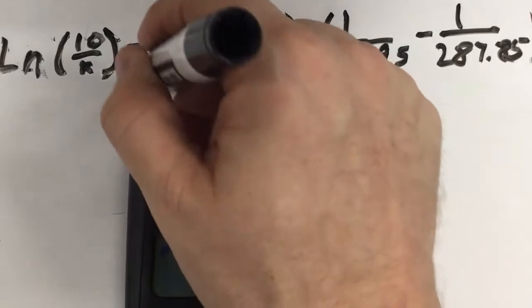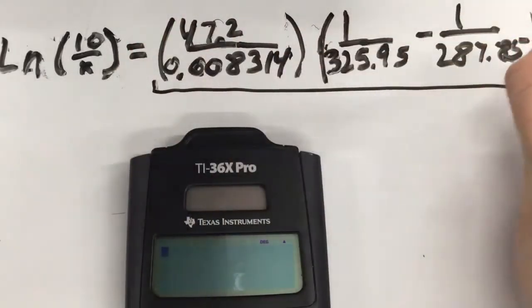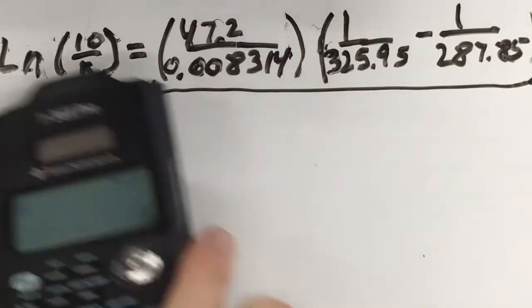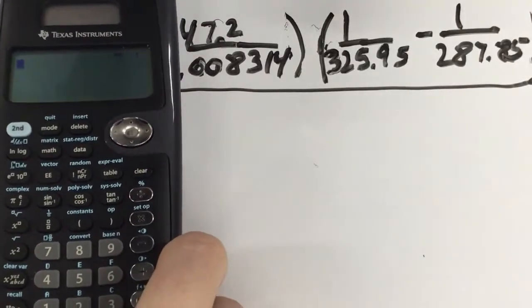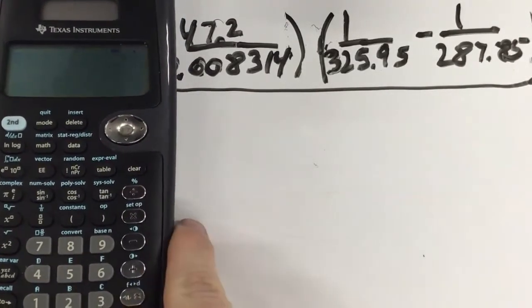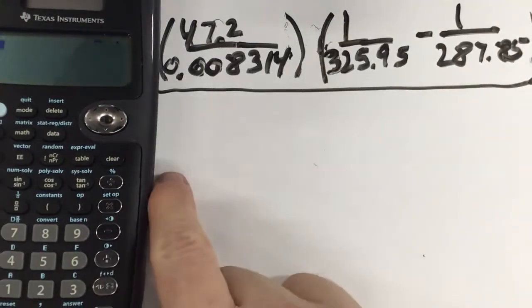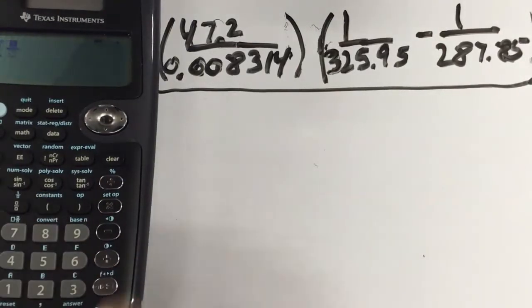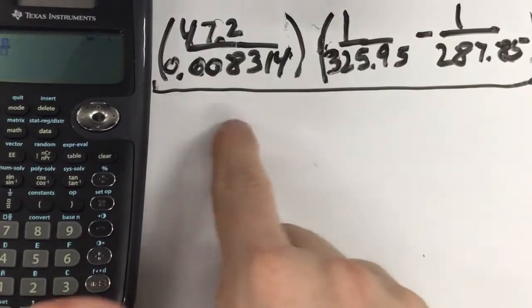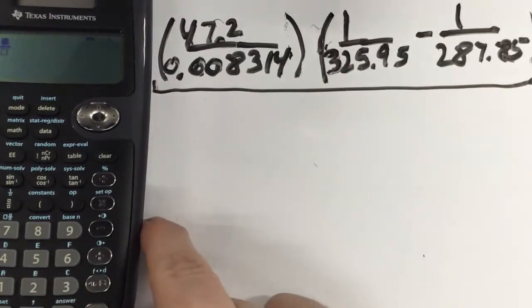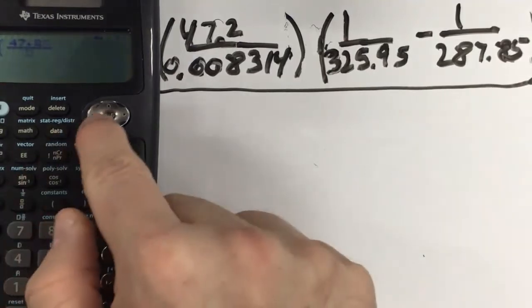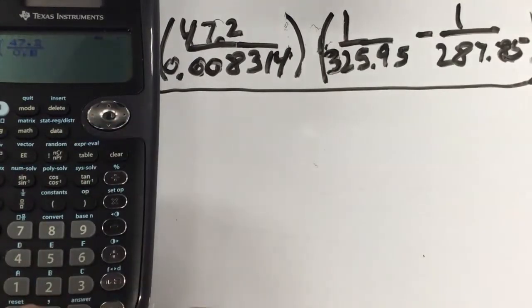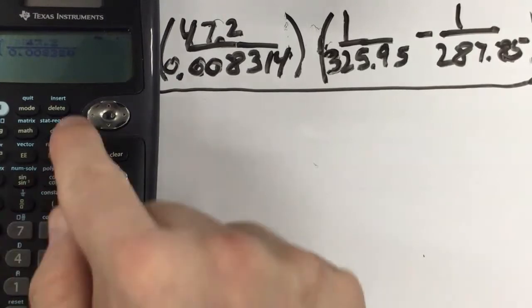So what I'm going to do is type all this in the calculator and get an answer for it, so we can see everything here. I have a fraction up front here. So parentheses, fraction. Just because they are parentheses, they're not actually required for this first fraction. There we go. 47.2 on top, and on the bottom 0.008314.